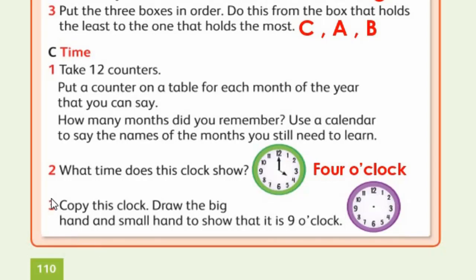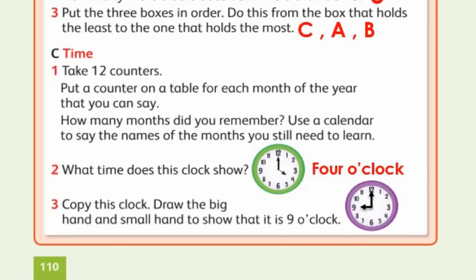Number 3, the last one. Copy this clock, draw the big hand and small hand to show that it is 9 o'clock. Okay? So if it's 9 o'clock, the small hand should be on 9. Great job. And the big one should be on 12. Great job. Well done, guys.